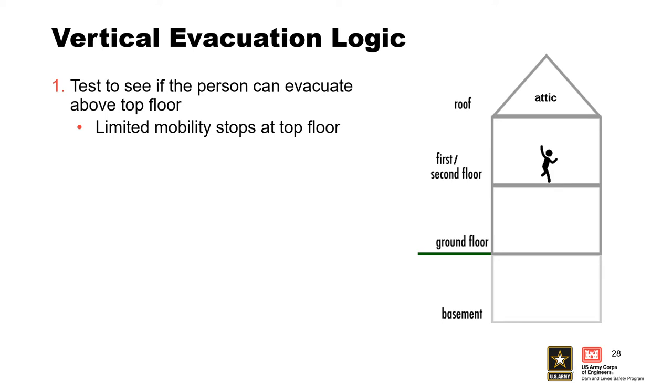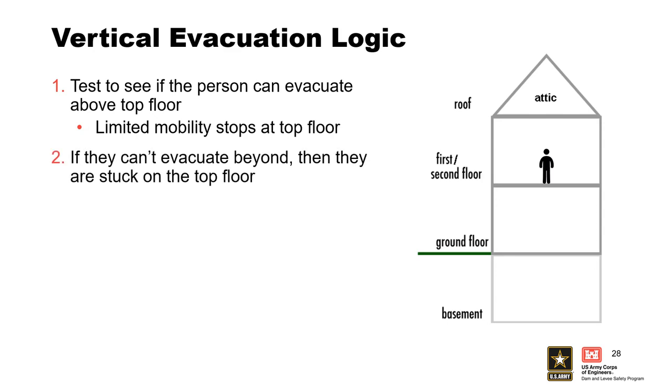So you can go through your census data, you can go through a lot of that information and get an idea of the percentage of people with limited mobility. I think about my aunt and uncle that are in wheelchairs, right? They're not going to be climbing into their attic or onto their roof if they're asked to evacuate or if they're trying to escape the floodwaters. They'd be able to get to their top floor in their building, but not above that. So if they can't evacuate beyond the top floor, then they're stuck at that top floor.